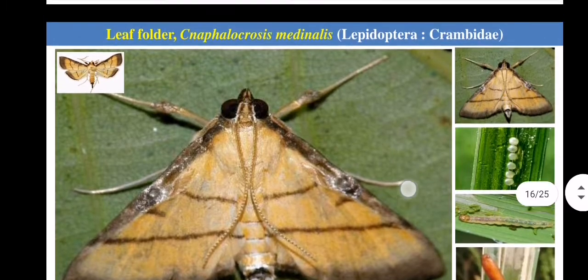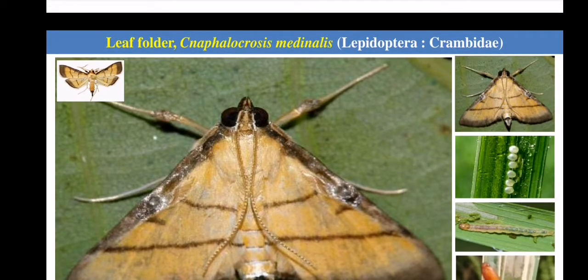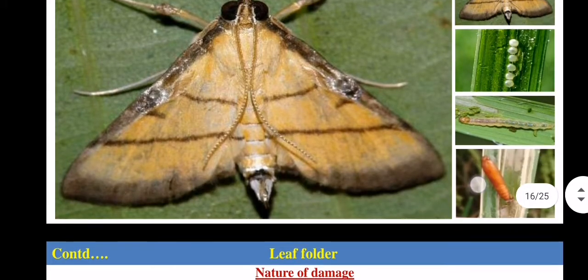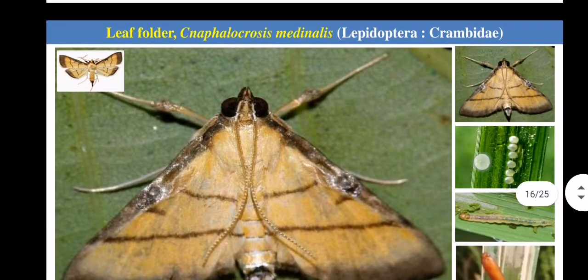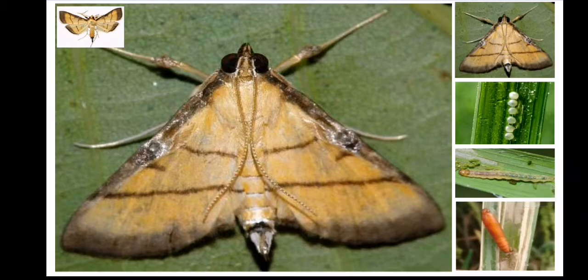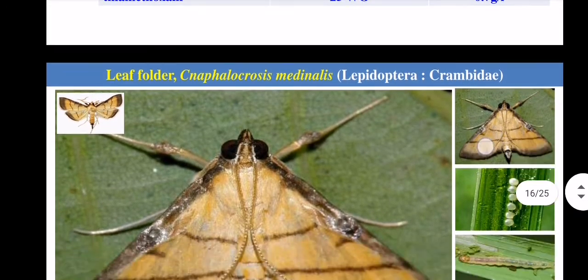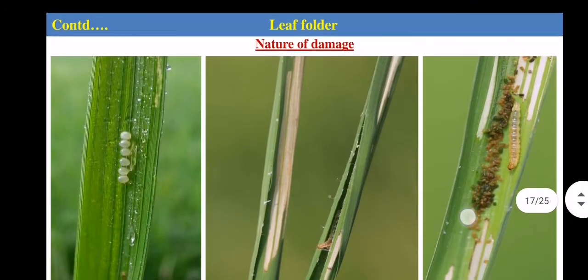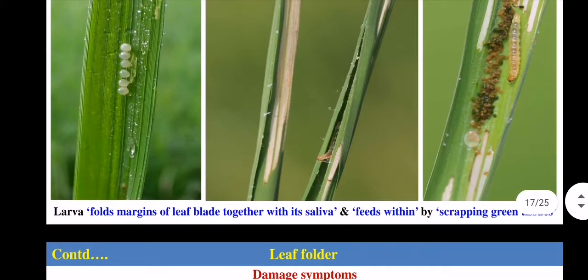Then the next important or major insect pest of paddy is the leaf folder. The leaf folder is a very important pest that is mostly found on the rice crop. So these are the pictures for the adult identification of the leaf folder. Then the nature of damage: the larvae fold the margins of the leaf blade.